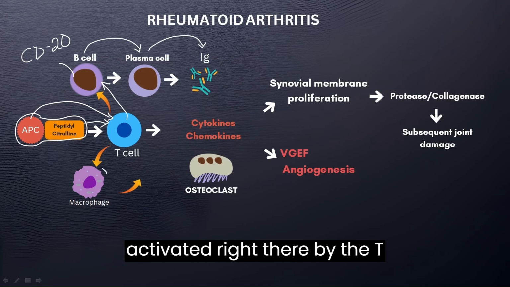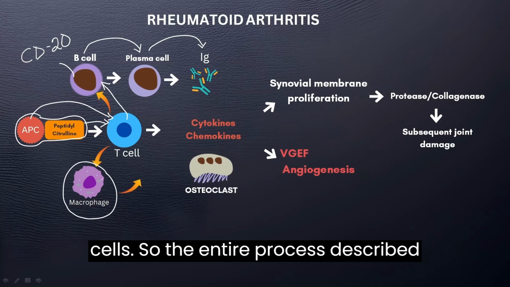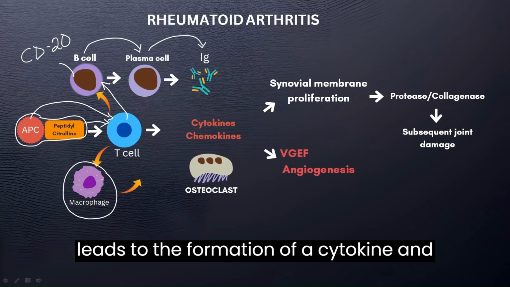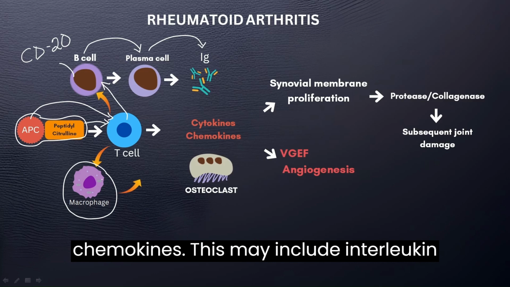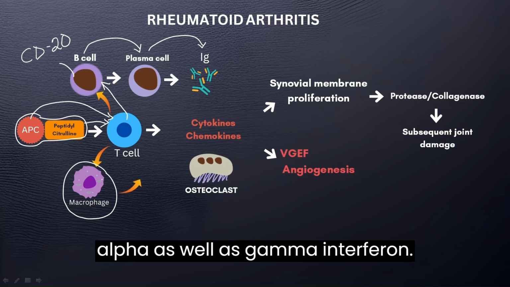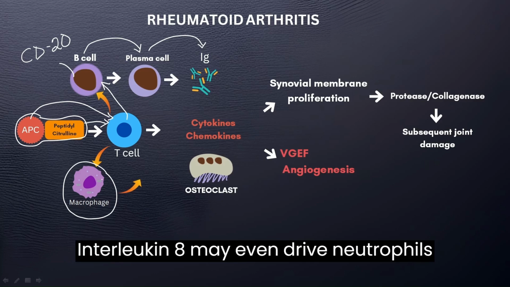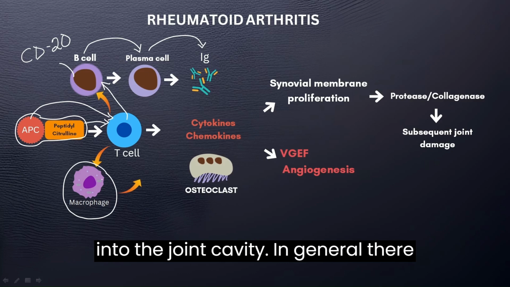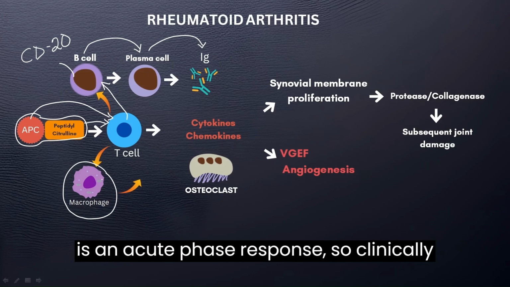Macrophages also get activated right there by the T cells. So the entire process described leads to the formation of cytokines and chemokines. This may include interleukin 1, 6, 17, TNF alpha, as well as gamma interferons. Interleukin 8 may even drive neutrophils into the joint cavity. In general, there is an acute phase response.